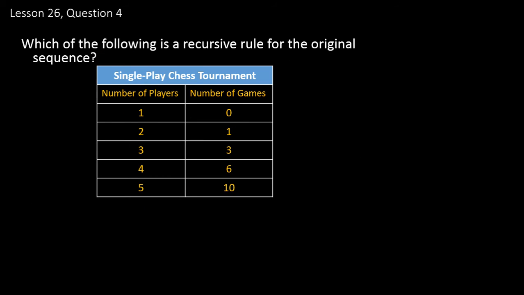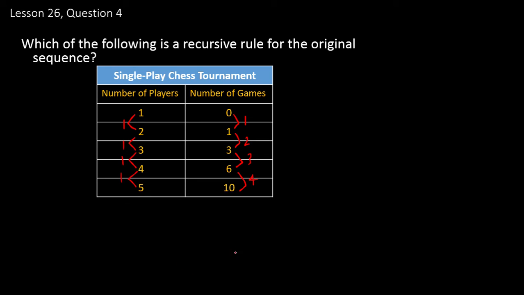Question 4. Which of the following is a recursive rule for the original sequence? Okay, so we're back to our original sequence, so the difference between these is going to grow by 1 each time, so we already know that. We know that the difference between these is just a constant 1.